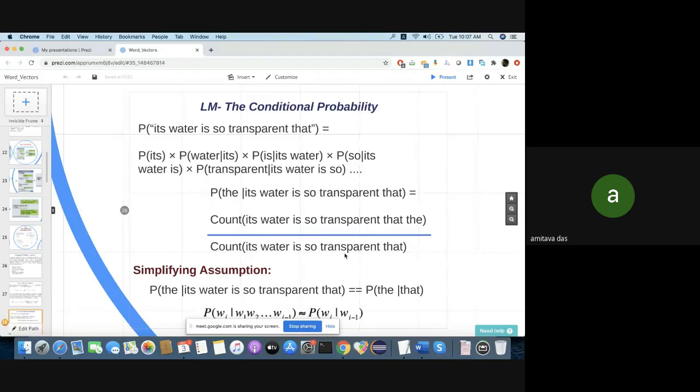So what is the best way we can do this? Basically we can simplify by using some kind of Markov assumption.